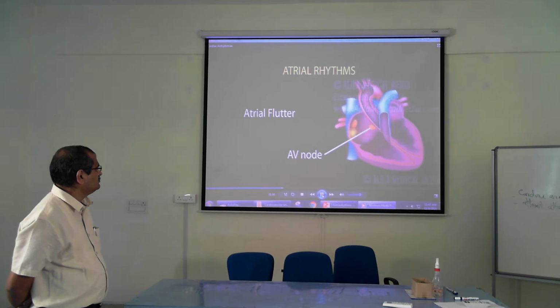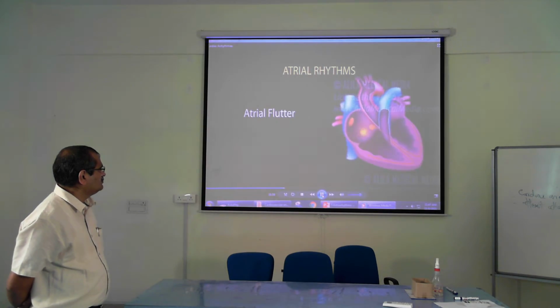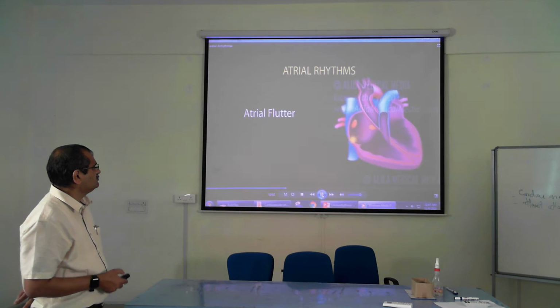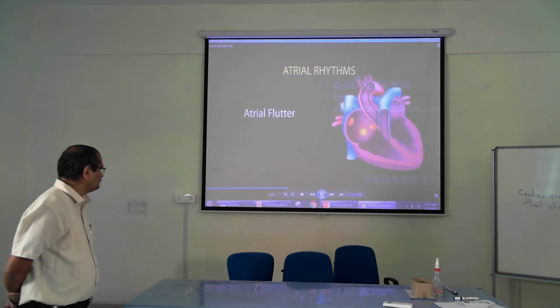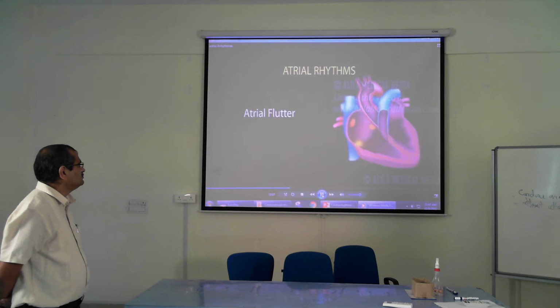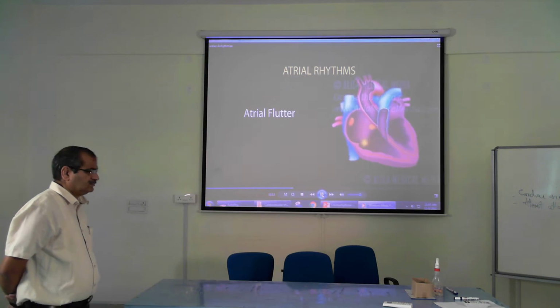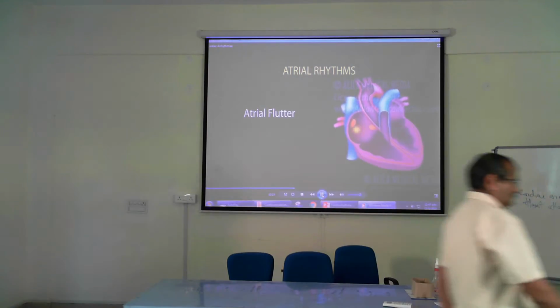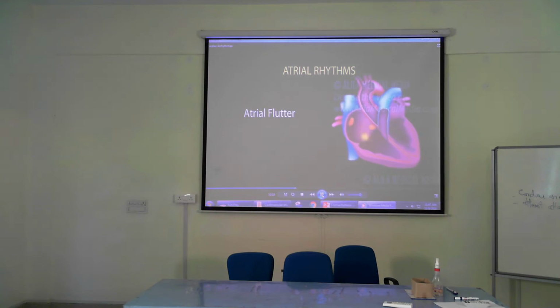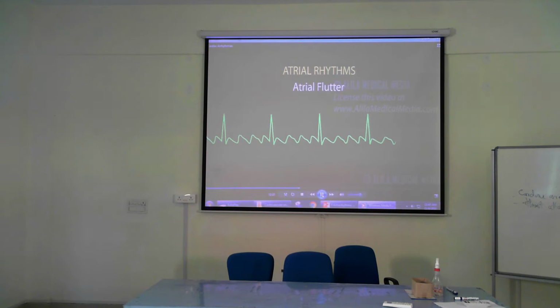The AV node blocks part of atrial impulses from reaching the ventricles. In this example, only 1 out of every 3 atrial impulses makes its way to the ventricles. The ventricular rate is therefore 3 times slower than the atrial rate. This is an example of a 3-to-1 heart block. Ventricular rate in A flutter is usually regular, but it can also be irregular. On an ECG, atrial flutter is characterized by absence of normal P wave. Instead, flutter waves or F waves are present. So whenever there is atrial flutter, the normal P wave is absent.